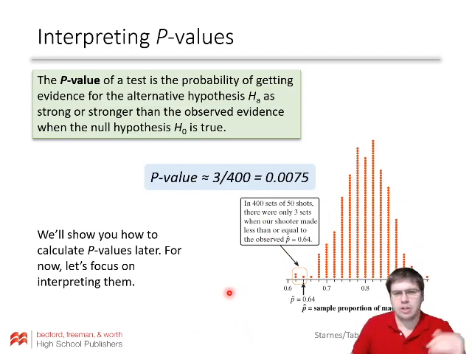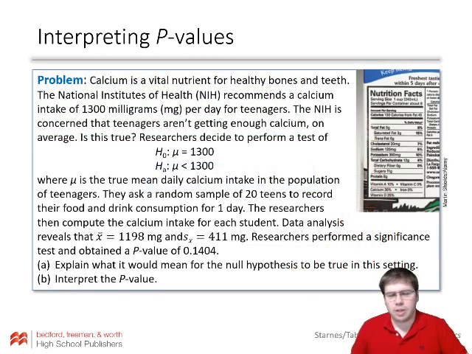But we're just going to focus on interpreting, getting the big ideas in this section. All right, so another example of dealing with p-values. Calcium is a vital nutrient for healthy bones and teeth. The National Institute of Health, NIH, recommends a calcium intake of 1,300 milligrams per day for teenagers. The NIH is concerned that teenagers aren't getting enough calcium on average.